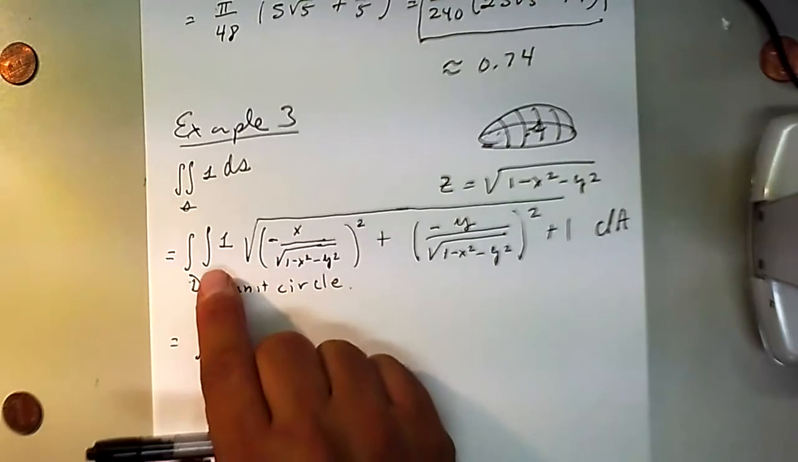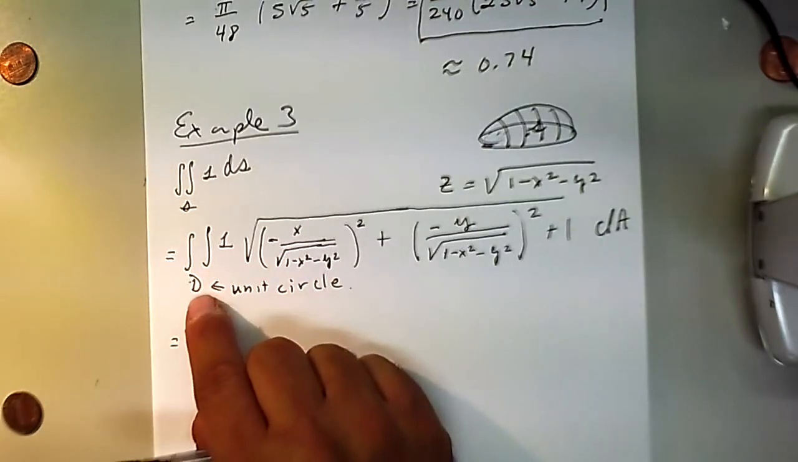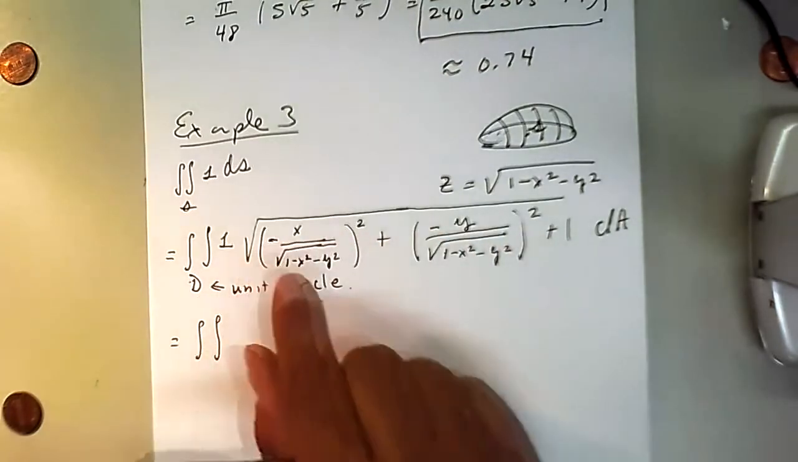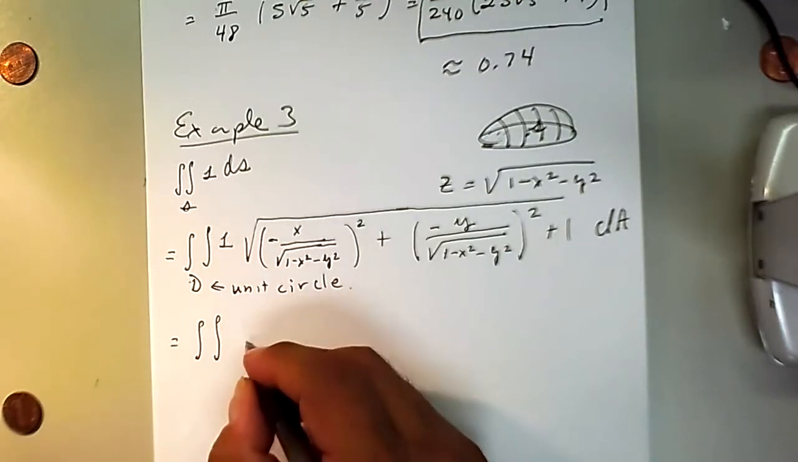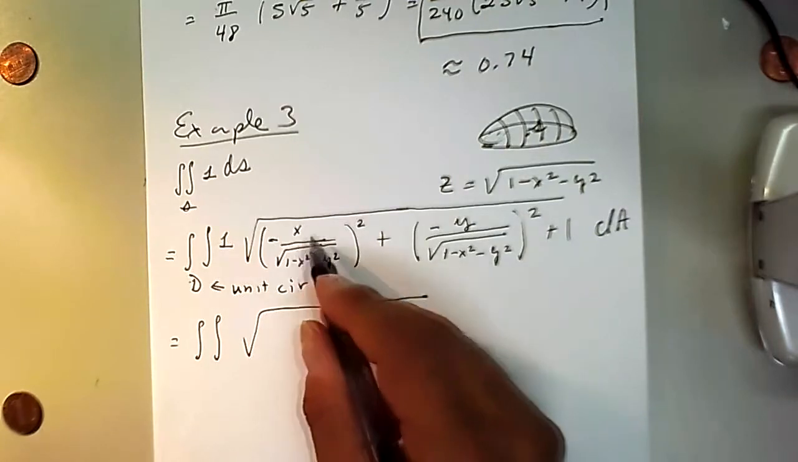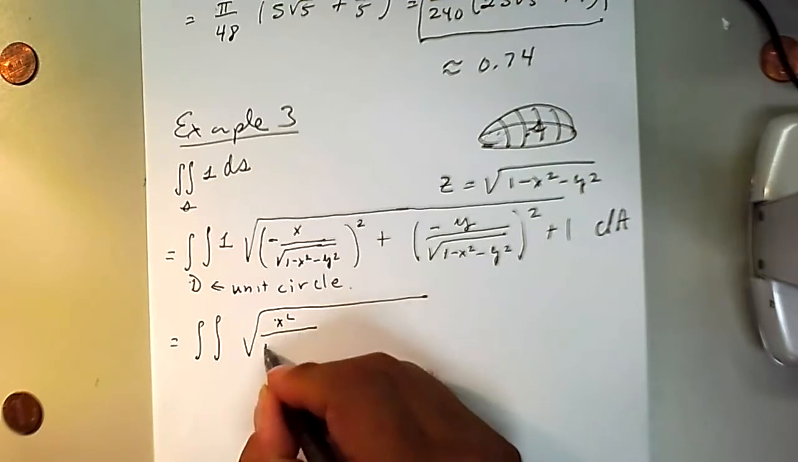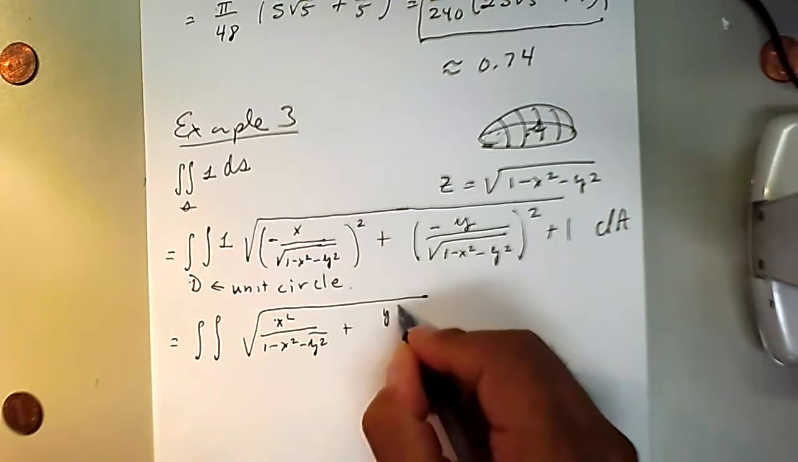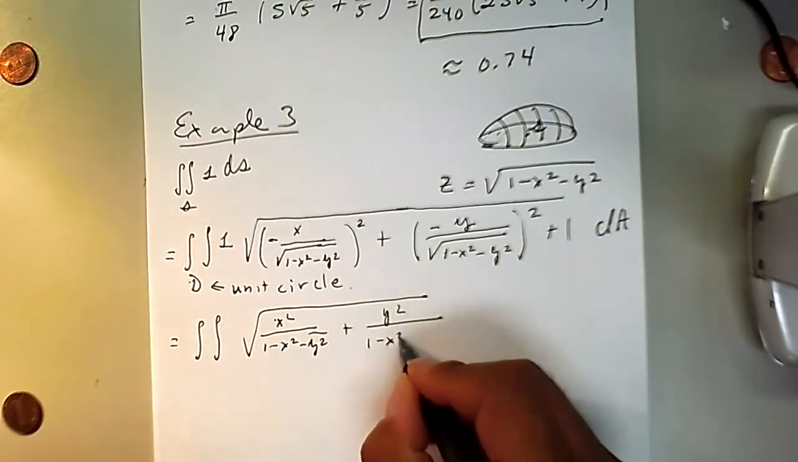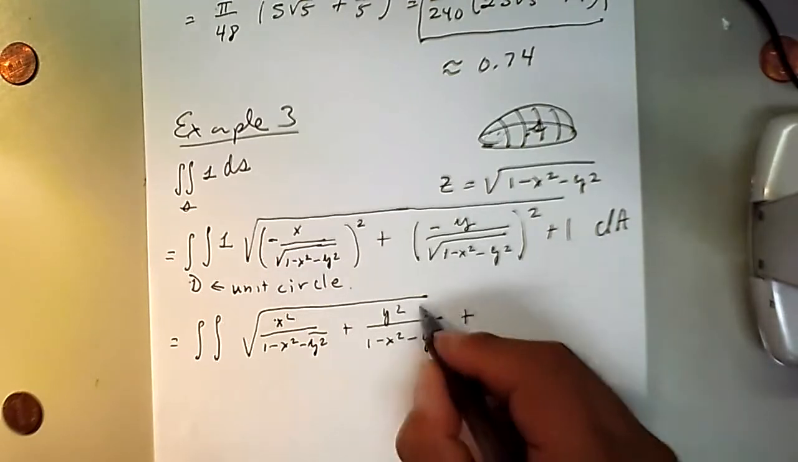So I don't want to put down the limits of integration yet. I just want to leave it as d, because I don't know how this is going to turn out yet. But let's do it. So this is going to be the square root of, when we square the first term, x squared over 1 minus x squared minus y squared, plus y squared over 1 minus x squared minus y squared, plus 1.